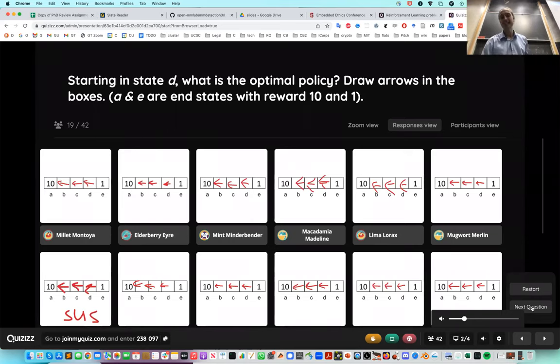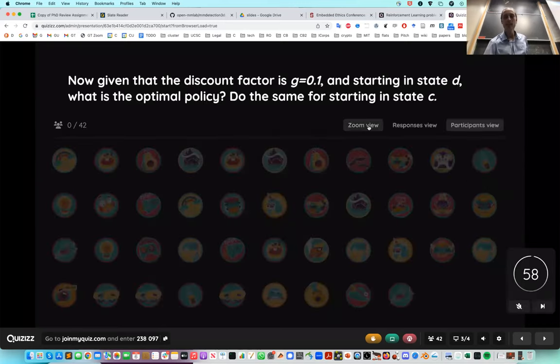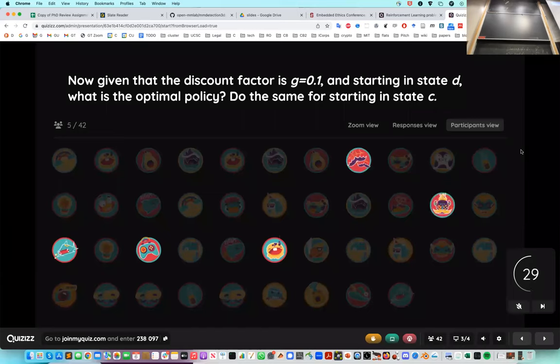Okay, next question. Ready? Three, two. Given that the discount factor G is 0.1, what is the optimal policy now? So discount factor G is the gamma we were discussing earlier. We had a discount factor. This gamma we were talking about here, in all these examples.